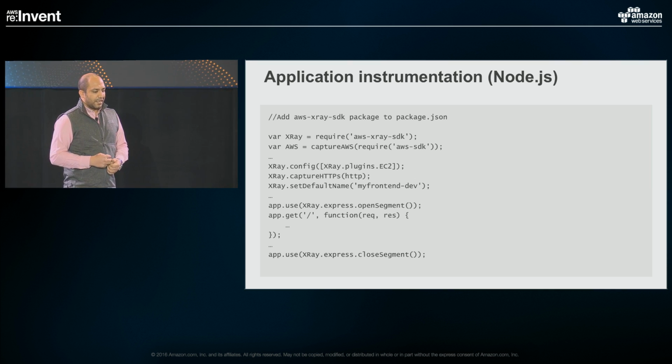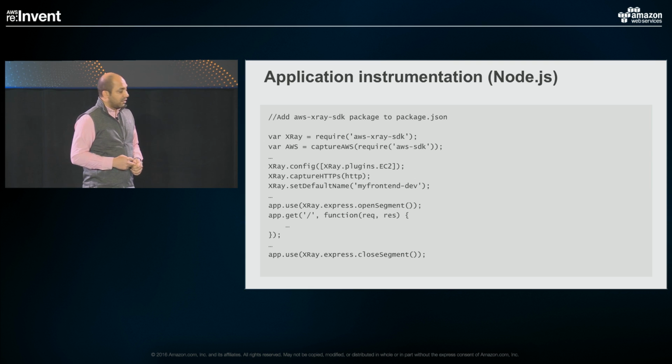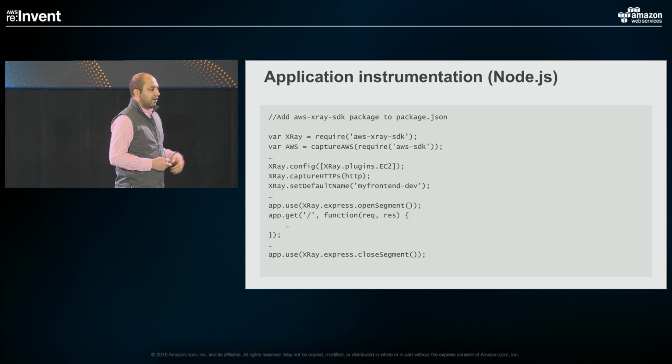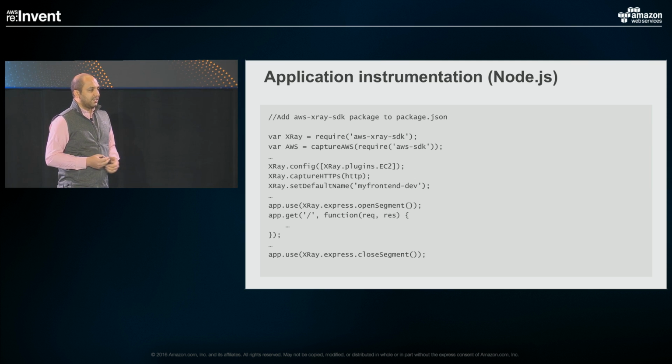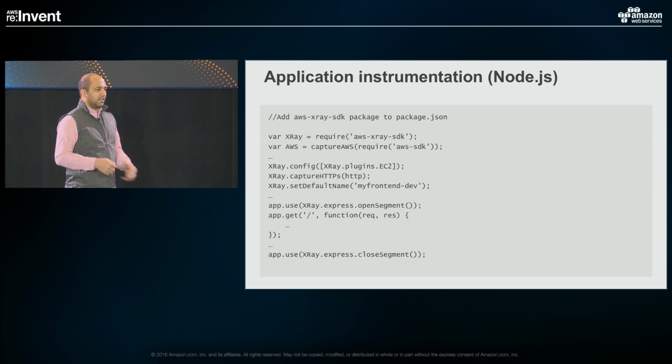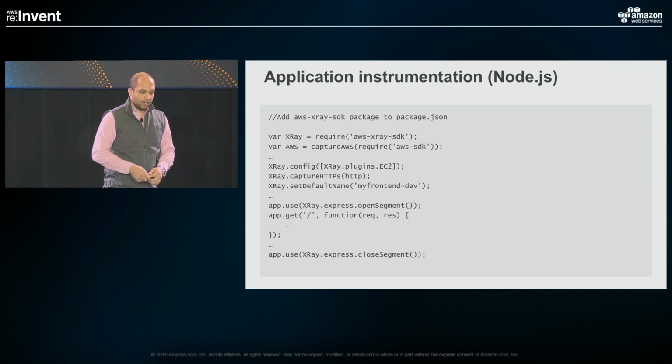Then I have some configuration where I'm essentially saying configure the EC2 plugin for the service. What that does is essentially tell the SDK to capture the metadata about the instance that's actually running the code. So automatically now you've got the EC2 instance ID, what AZ it was running on. So if you have an issue, you can take this back and say this particular EC2 instance was running my code when this issue happened.